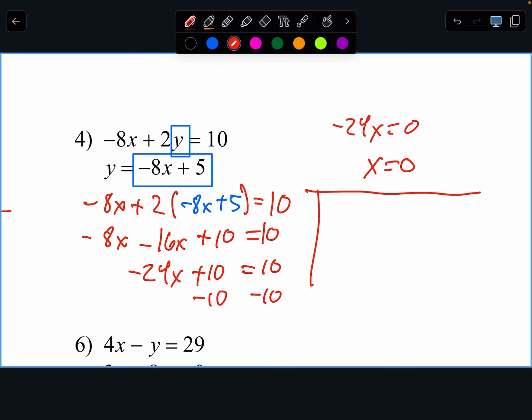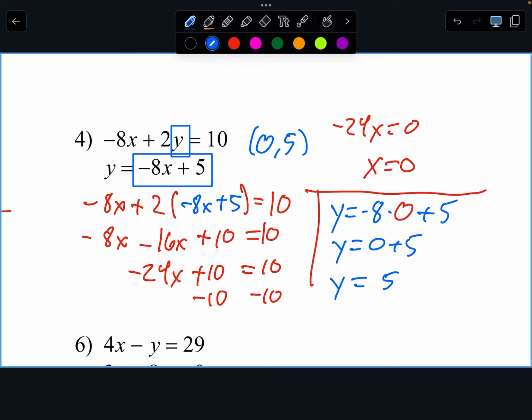Of course, we're not done. You plug 0 into one of these equations. Does it matter which equation we use? No. So which one do you guys want to use? I think the bottom one's probably easier. We have y equals negative 8 times 0 plus 5. So y equals 0 plus 5, y equals 5. So we have the solution of 0, 5.